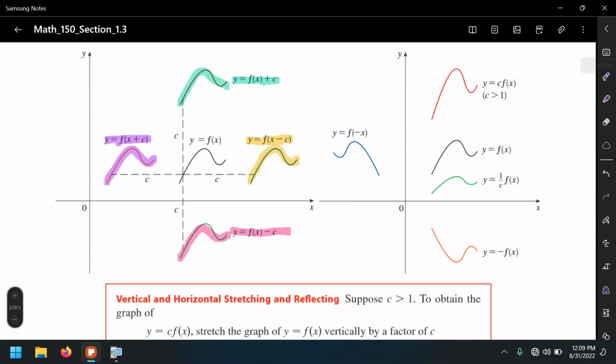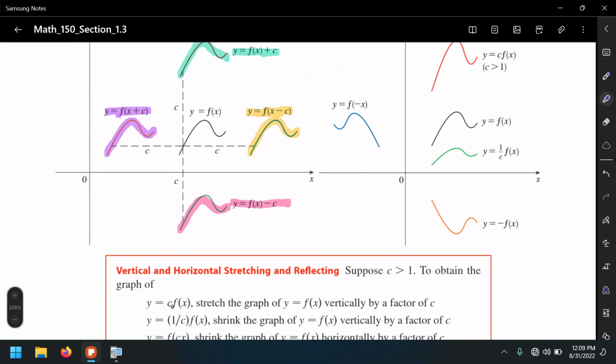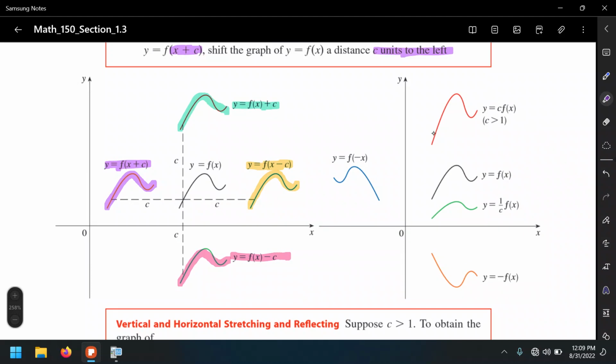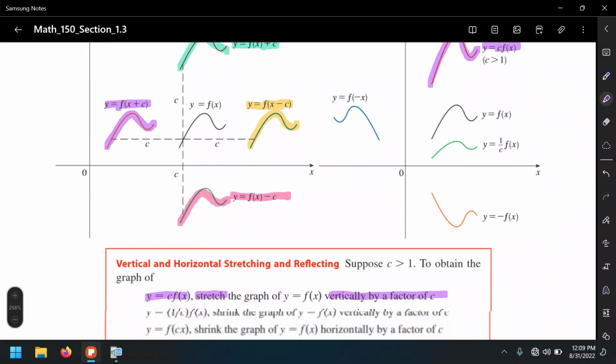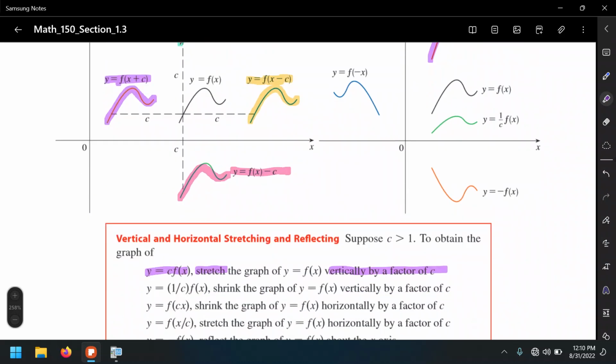All right, so let's see if we have something like that. c f of x stretches vertically by a factor of c. Do you see how this graph, comparing it with the original, is stretched vertically? And that was also confirmed with the example on our graphing calculator. Okay, let's look at the next piece of information.